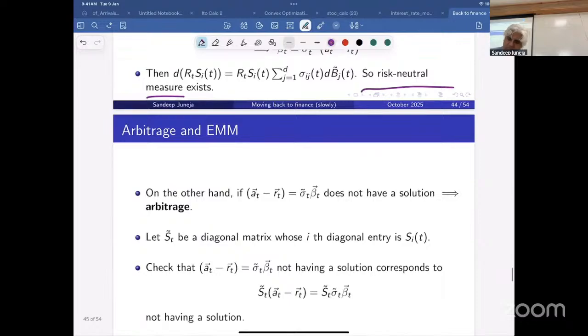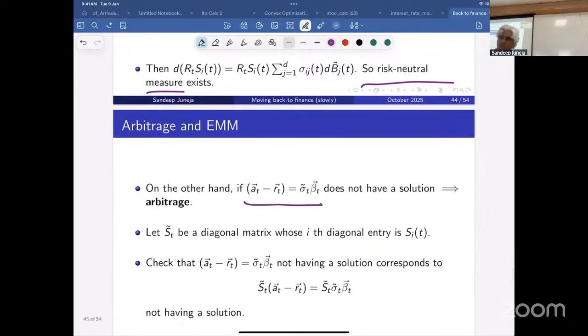Okay. On the other hand, suppose this does not have a solution, right? Suppose your sigma t you fitted, assuming it's invertible, and then you did a testing of hypothesis and you found it's a very bad fit. So that's not a good idea at all. So the only thing that matches data is some sigma tilde t, which is not invertible. So it doesn't have a solution. But in that case, you should try to make money. There's an arbitrage in the system.